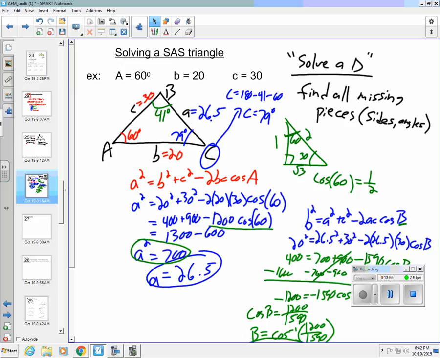So that's our triangle, now solved. We have all three angles and all three sides. The last thing I want to check for is just to make sure that there's agreement. The smallest side should always be across from the smallest angle.